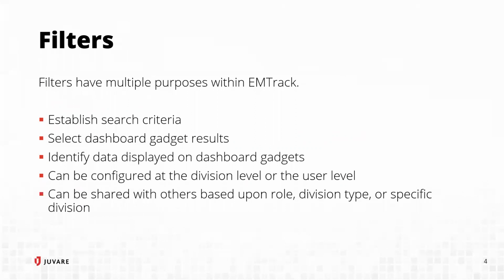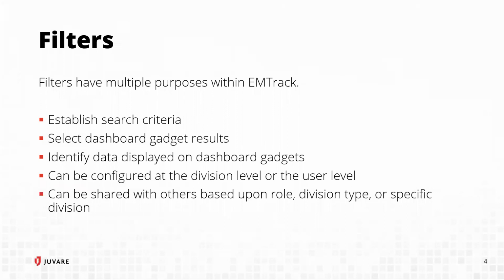Filters have multiple purposes within EMTrack. I know a lot of you are probably familiar with filters when you're searching for a specific patient or a grouping of patients. That can be used to establish that search criteria. Like, hey, I'm looking for all my red patients. I'm looking for all the patients associated with a specific incident. However, those filters can also be used to determine what your dashboard gadget results are. So in other words, is a gadget going to show all your red patients, all your yellow patients, all your patients that are en route to a destination, all your patients that are at a facility, things like that.